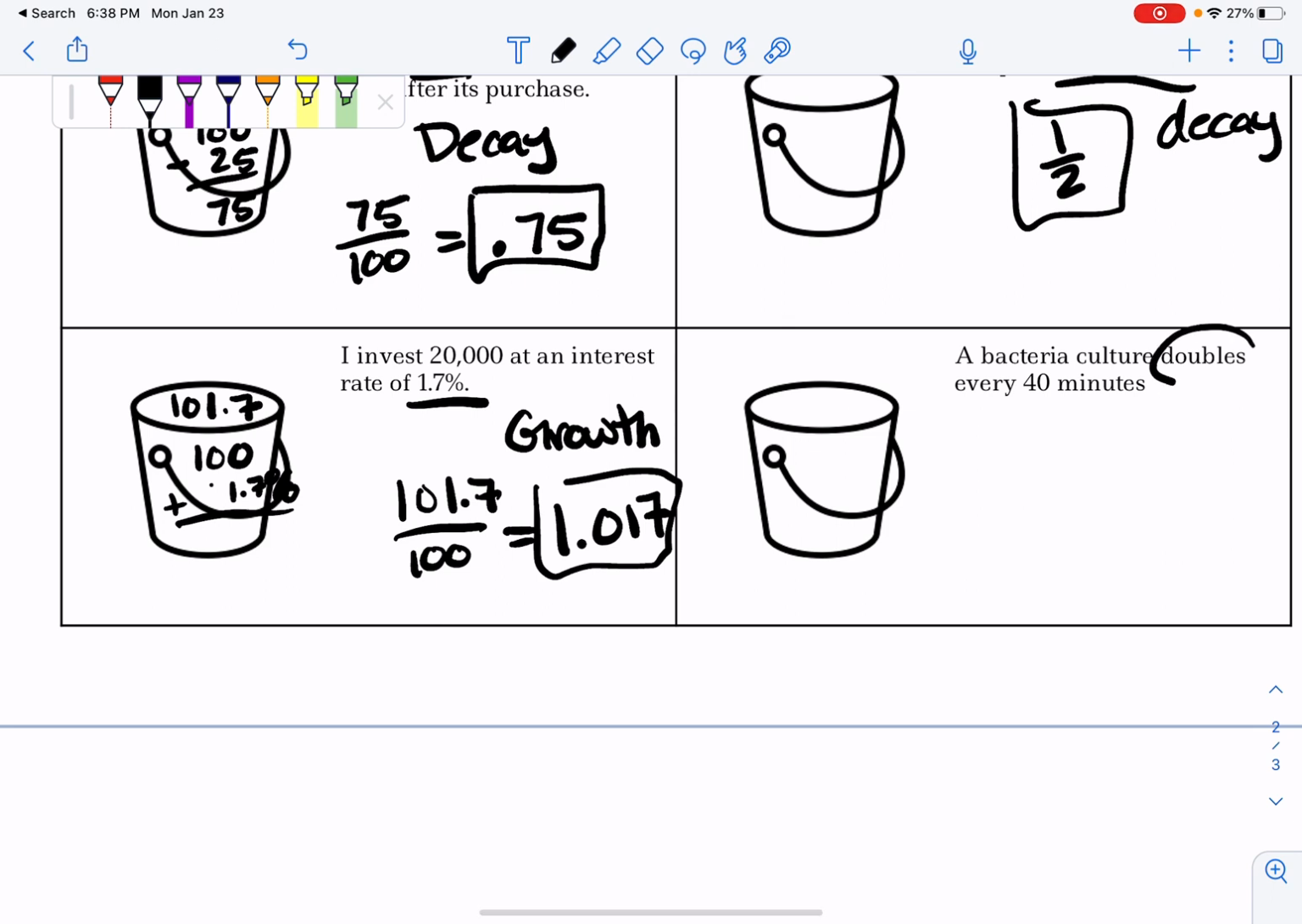A bacteria culture doubles every 40 minutes. Doubles means times 2. So the multiplier in this case is times 2. Every 40 minutes, this bacteria will double. That means the multiplier is definitely growth, and the growth rate is times 2. So the multiplier is times 2.